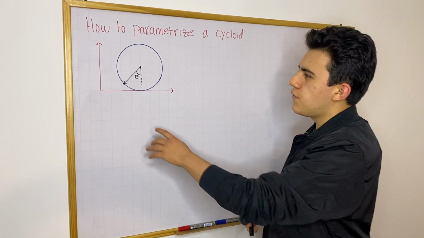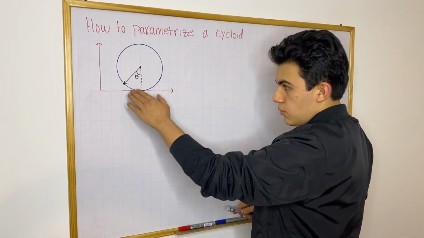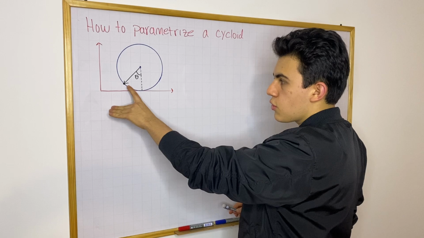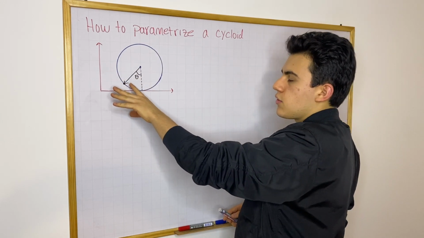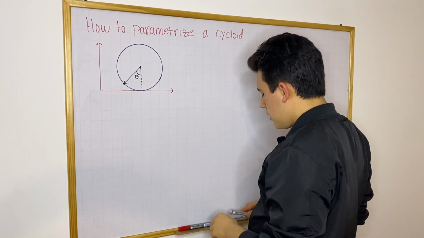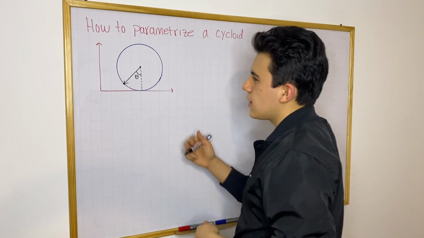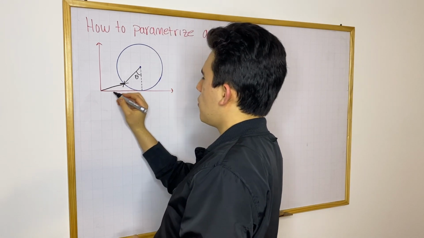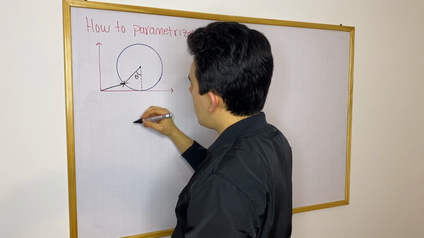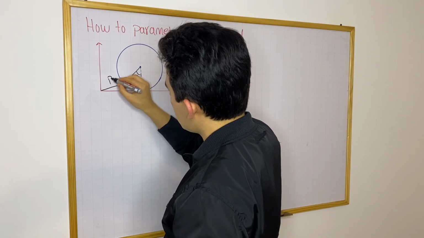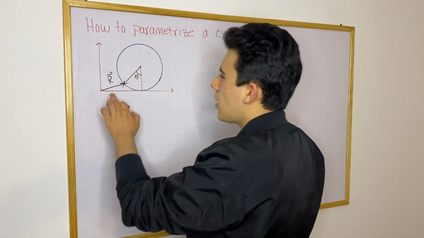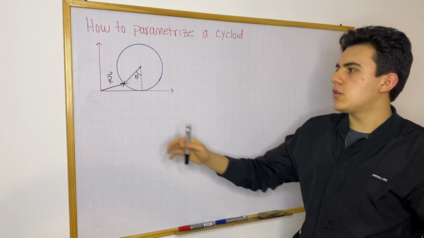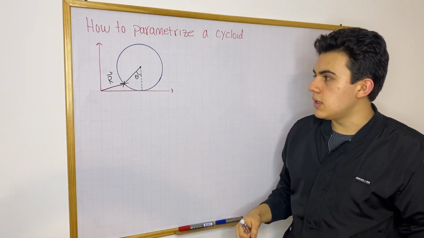So if we want to find what parametric functions describe the curve taken by this point, well, really we're just asking what is the position vector of this. So what is this position vector? I'm just going to call it big R. What is big R equal to? That is going to be the position vector that we need.